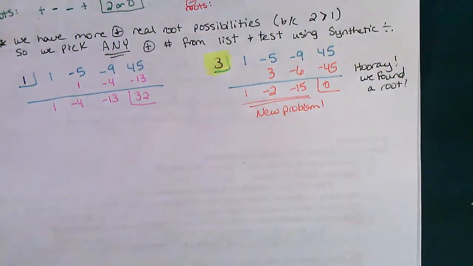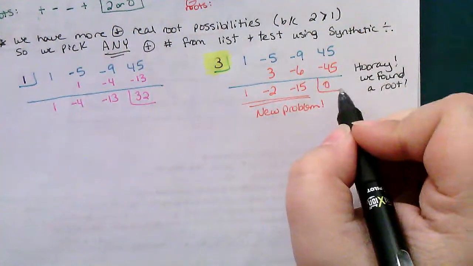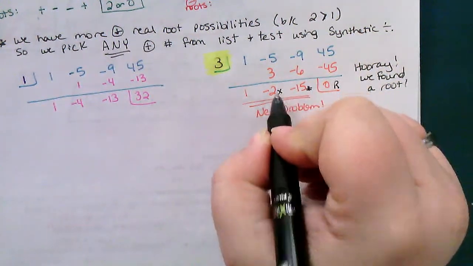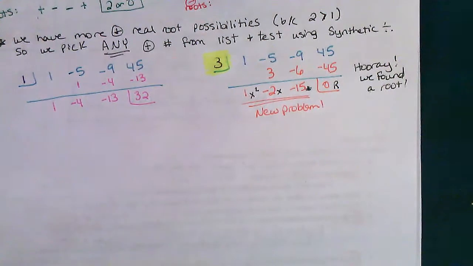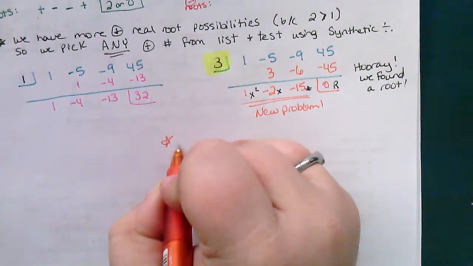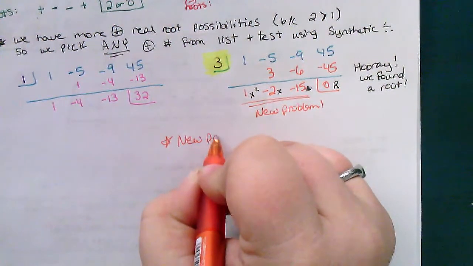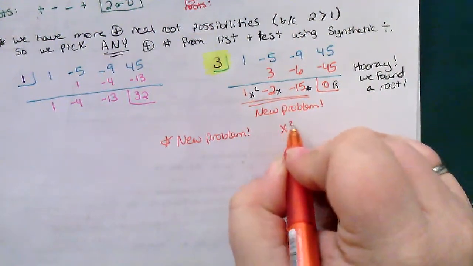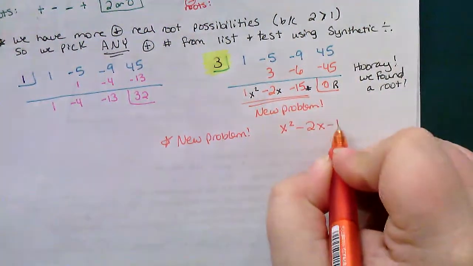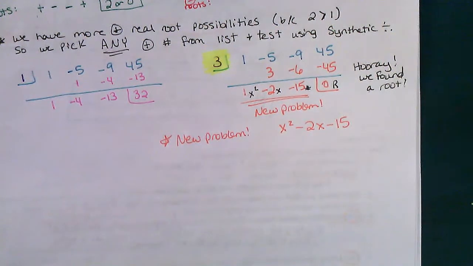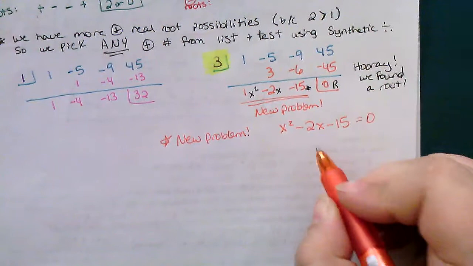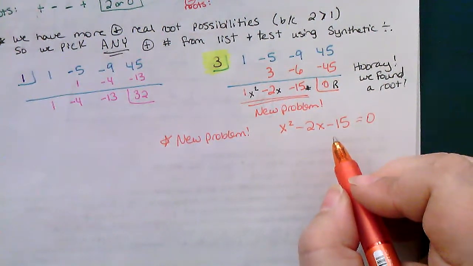And hopefully you remember from this that this is your remainder, this is a number, this is an x, and this is an x squared. So my new problem is x squared minus 2x minus 15. So now I can list, test, rewrite from this problem.